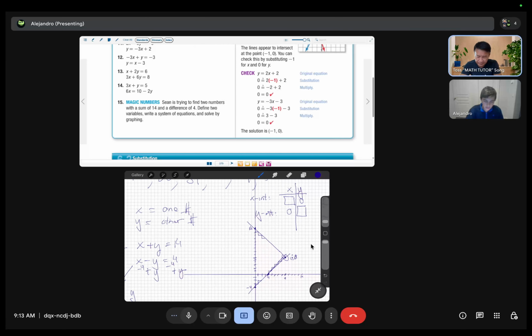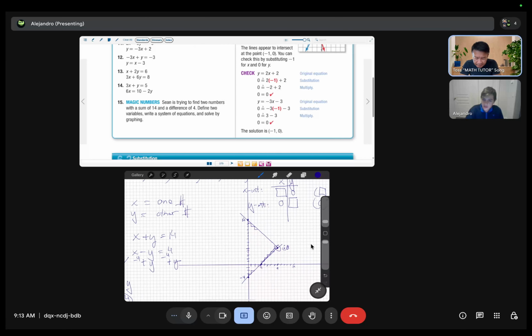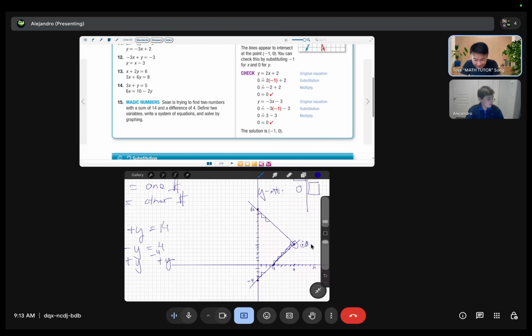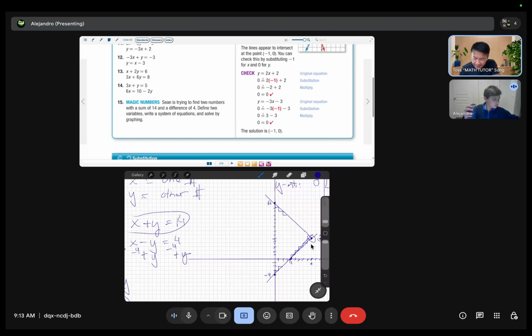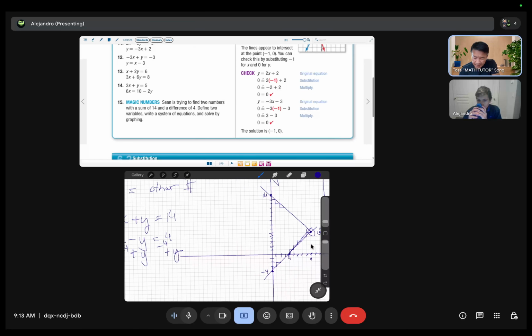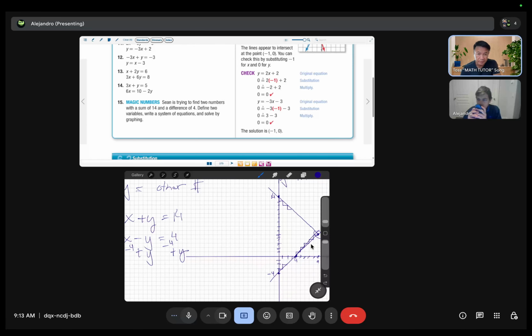And it looks right. So you check the answer, right? x being 9, y being 5. Go ahead and plug it back in there and check. Yeah, 9 plus 5 is 14, and 9 minus 5 is 4. So it's correct. You see it?